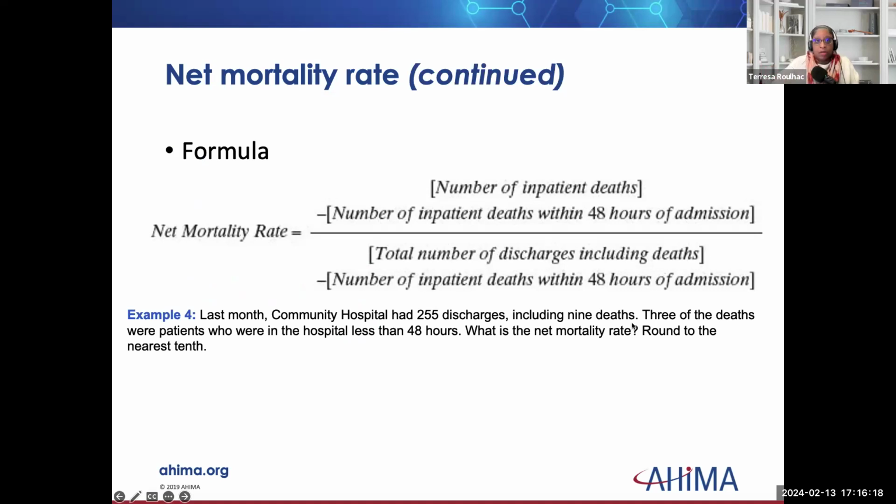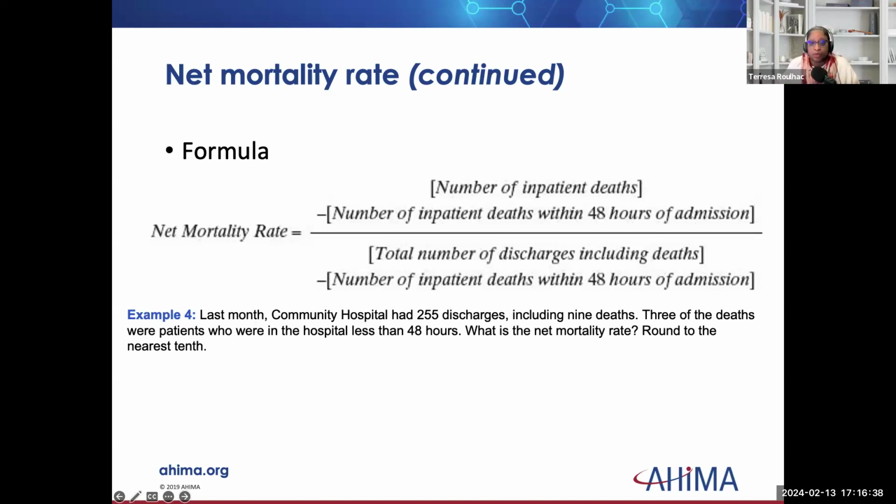With that, calculations. Now, here: number of inpatient deaths minus number of inpatient deaths within 48 hours of admission, divided by total number of discharges, including deaths, minus number of inpatient deaths within 48 hours.